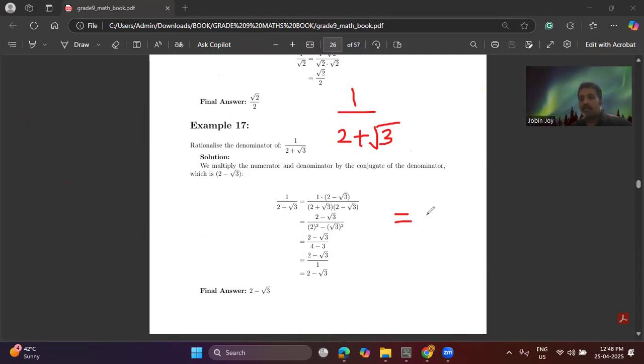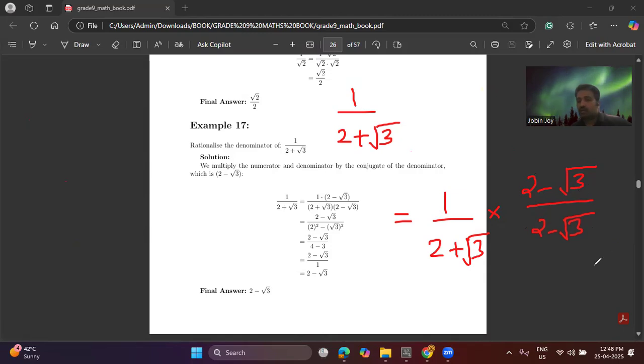Here, what I'm doing is multiplying by the conjugate. That means 1 by 2 plus root 3, I am multiplying with 2 minus root 3 divided by 2 minus root 3. That means multiplying by the conjugate. This is 2 plus root 3, take the minus, that means the conjugate. So 2 minus root 3 divided by 2 minus root 3.